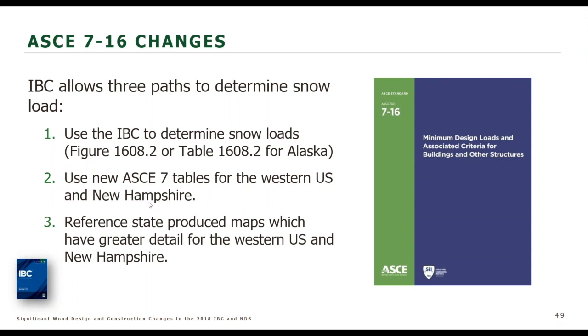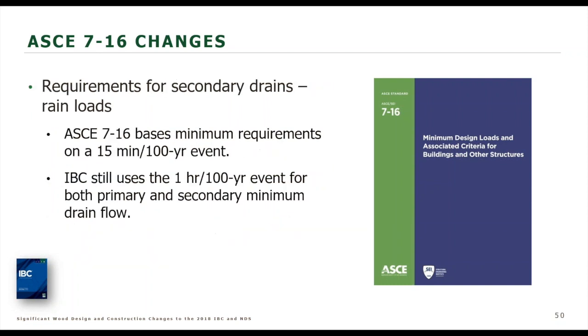There are also tables within ASCE 7 for determining snow loads. And then you could also have state maps or even local maps. So we want to make sure that we're using the right tables or paths for determining our snow loads. Now, there was an effort to have one path and have it all consistent, but that unfortunately did not pass. So another reason to get involved with the code change process, as design professionals and code officials, is to provide some consistencies.